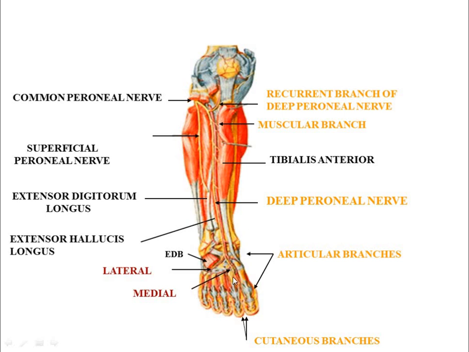Then it gives a cutaneous branch to the cleft between the great toe and the next toe, that is the second toe. So the cleft in this region is supplied by the deep peroneal nerve. This also supplies two short muscles on the dorsum of the foot, the extensor digitorum brevis and extensor hallucis brevis, which we will discuss just now.